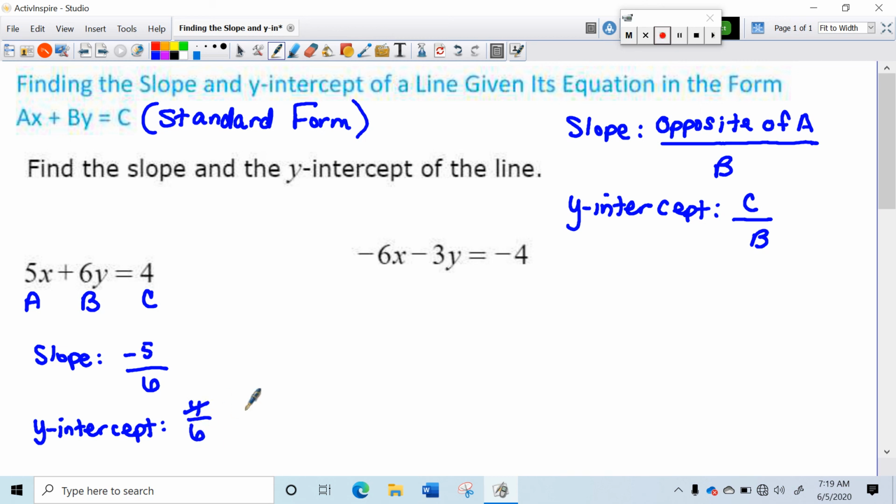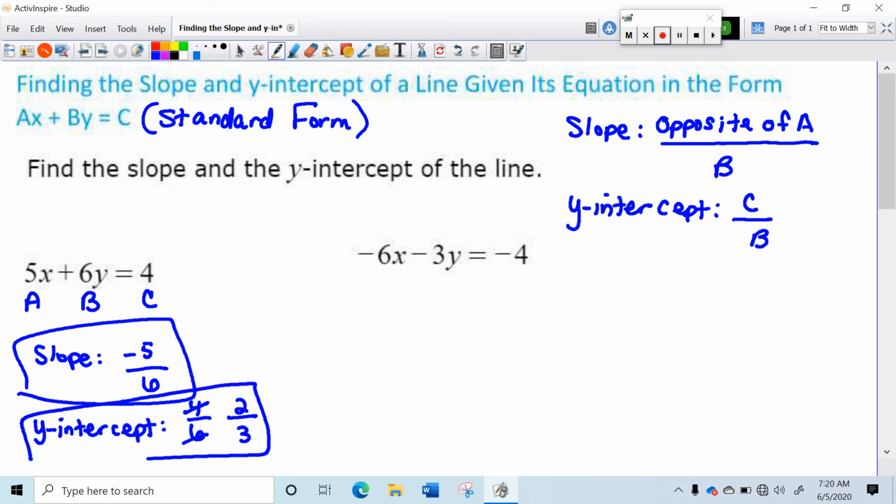However, that could be simplified. So half of 4 is 2. If they're even, just cut them in half. Half of 6 is 3. Okay, so the slope is negative 5/6. The y-intercept is 2/3. If you're writing the y-intercept as a point, it would be 0, 2/3. So just as a number, it's 2/3. As a point, it's 0, 2/3. That's just another way of writing it.